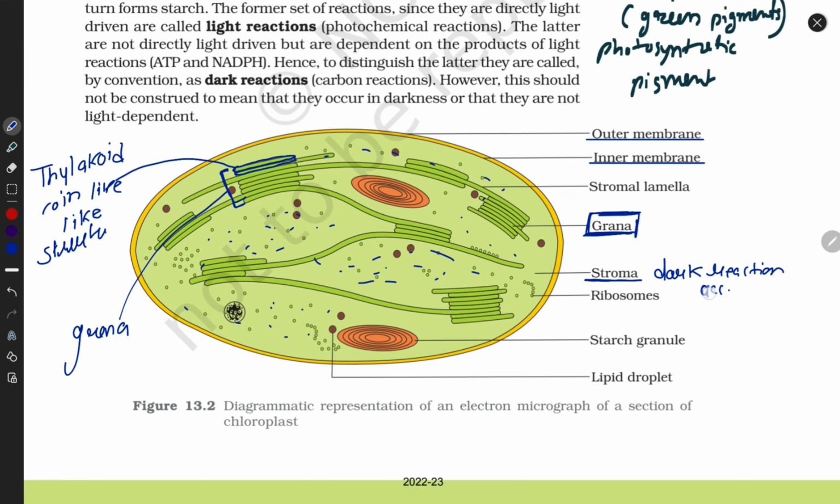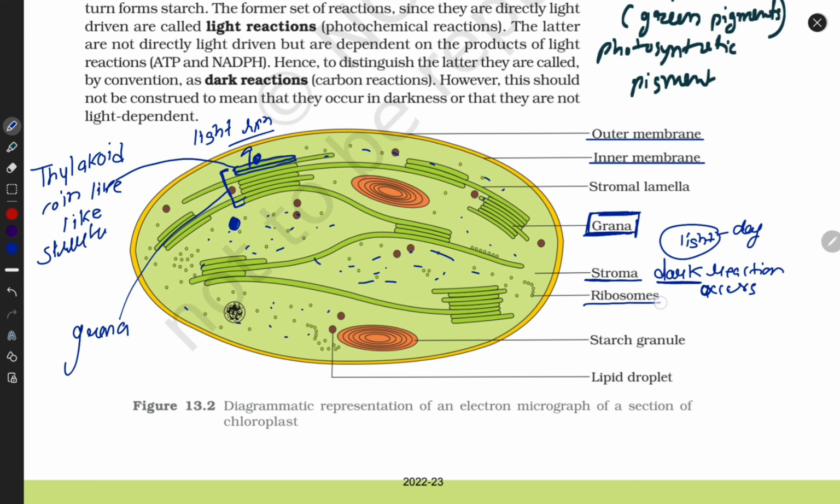Guys, dark reaction does not mean that it occurs in dark time. No, this also occurs in the daytime. But in contrast to the light reaction occurring here, we say here the dark reaction occurs. Both reactions occur in the daytime.